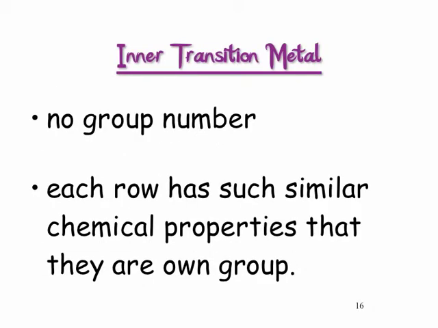We have that little section at the bottom of the periodic table. Those are known as the inner transition metals. There is that name, transuranic metals, so there's 2 different ways you can look at them. They have no group number, but each row has similar chemical properties, so they are their own groups, so each little column is unique.